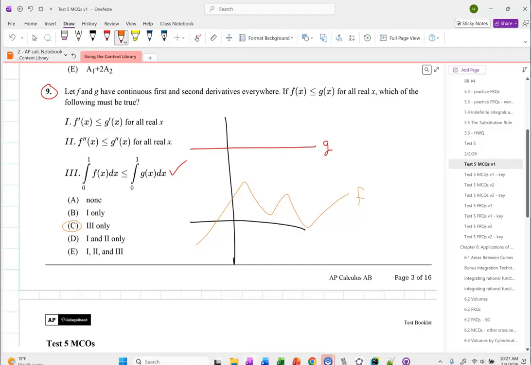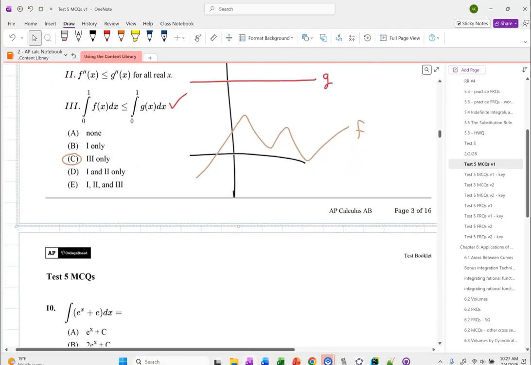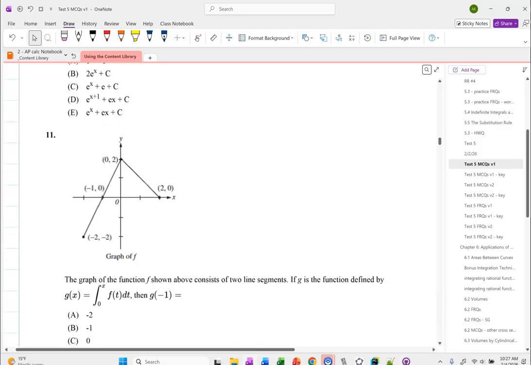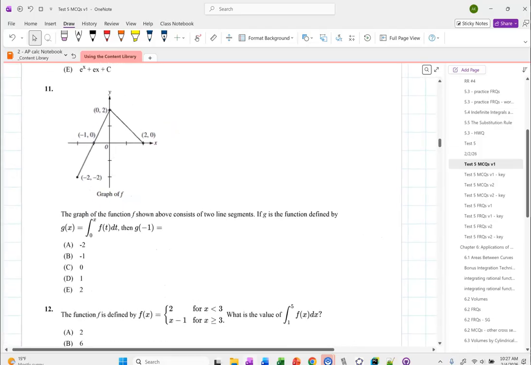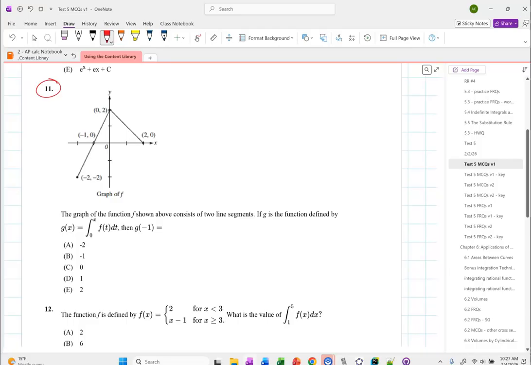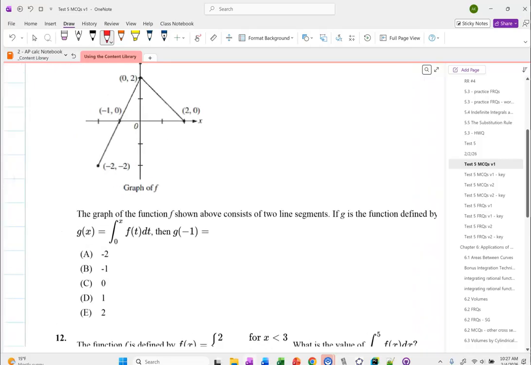Everybody cool? All right. Nice conceptual question there. Let's do 11. I guess I can zoom that in a little bit.